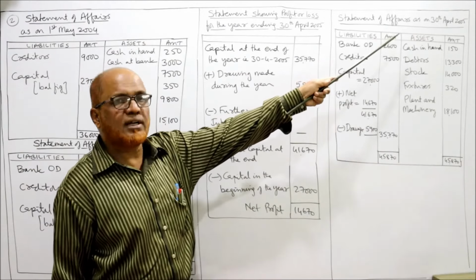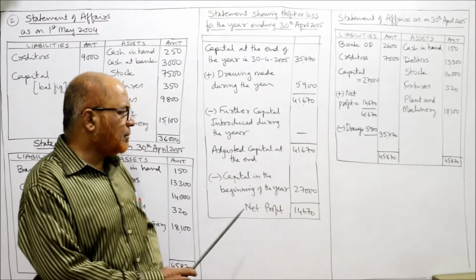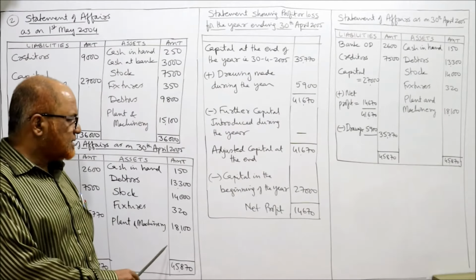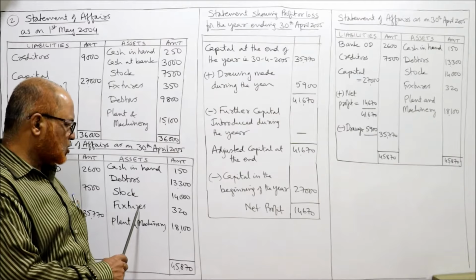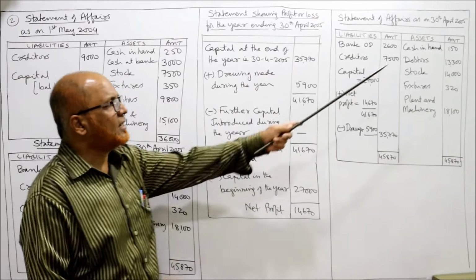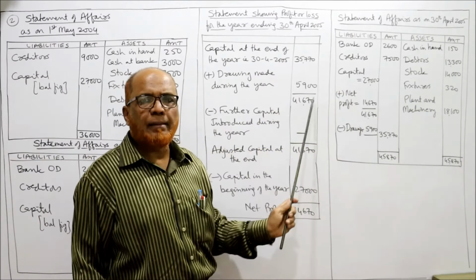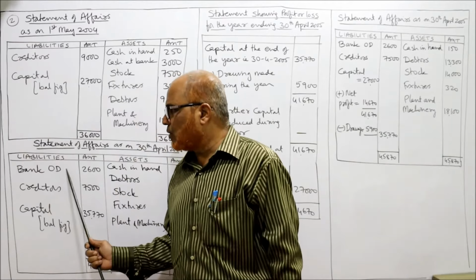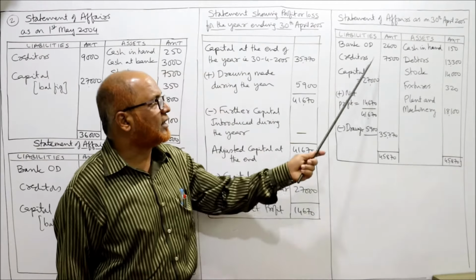Statement of affairs as on 30th April 2005. Same assets I have copied. Same assets: cash in hand, debtor, stock, fixtures, plant and machinery. Exactly the same assets I have copied. Liability side, two liabilities are there: bank overdraft, creditor, same thing I have taken.